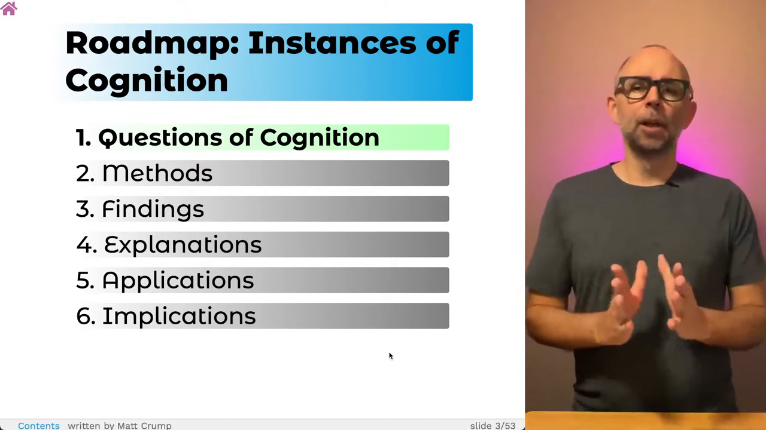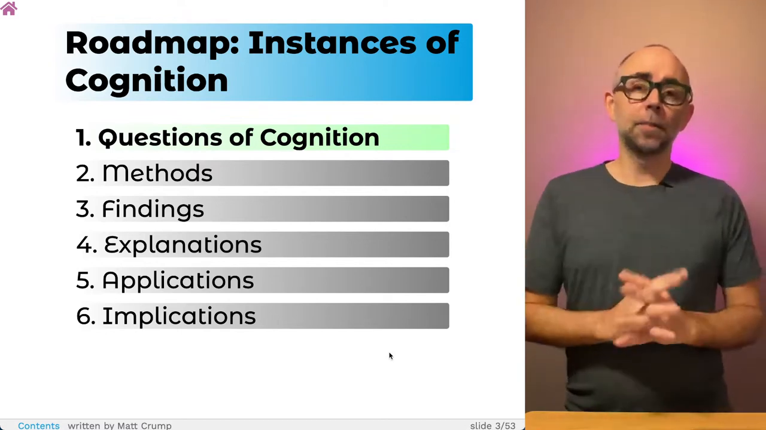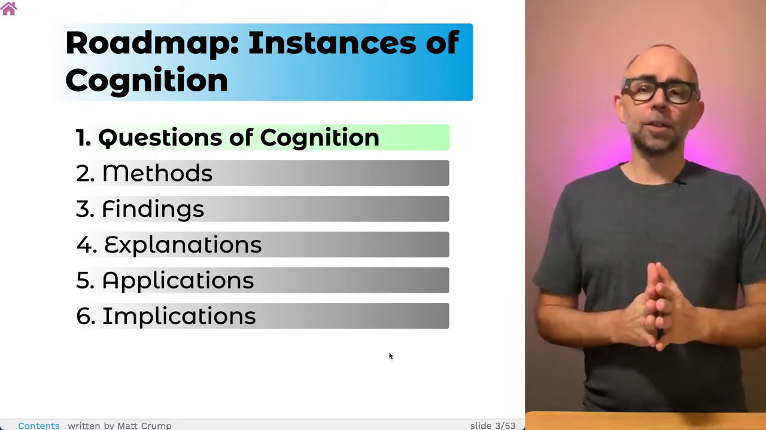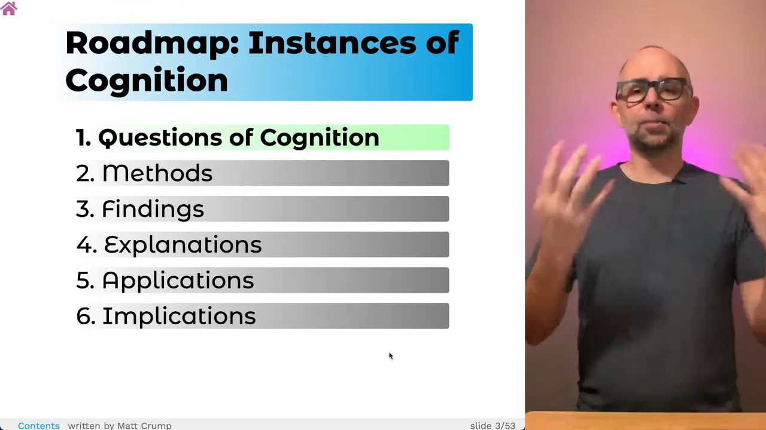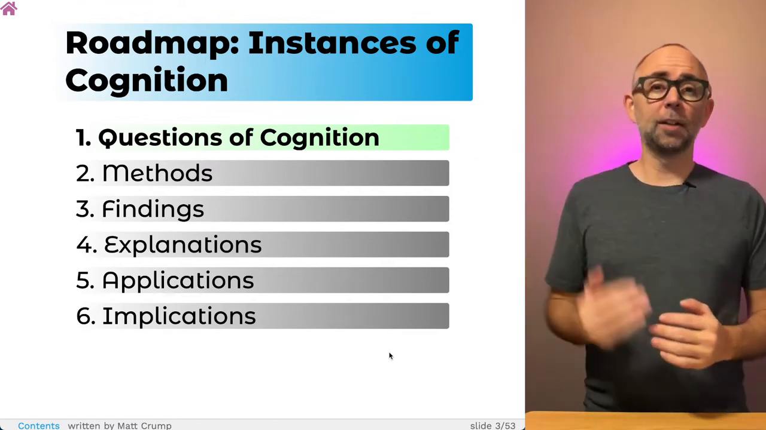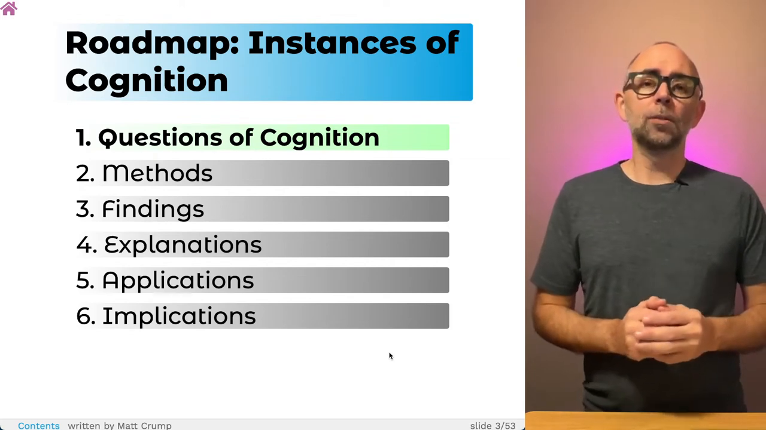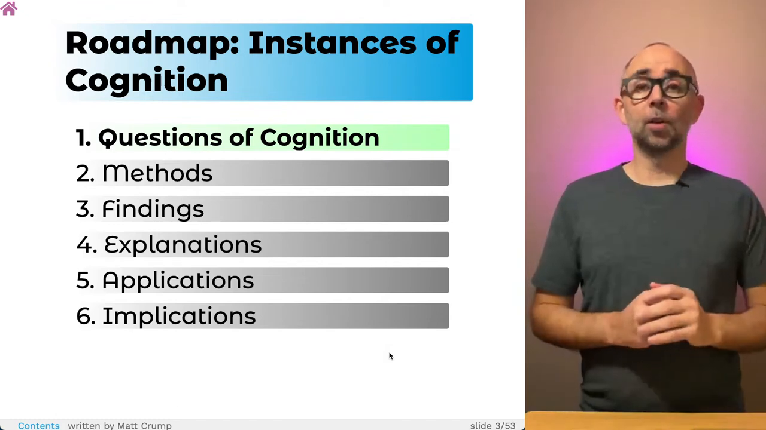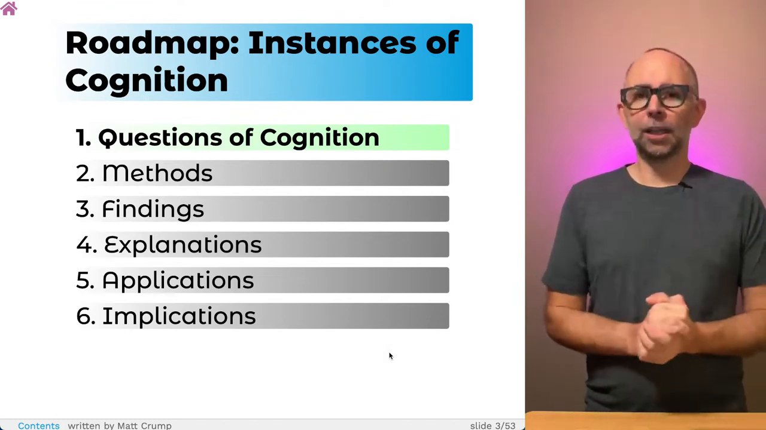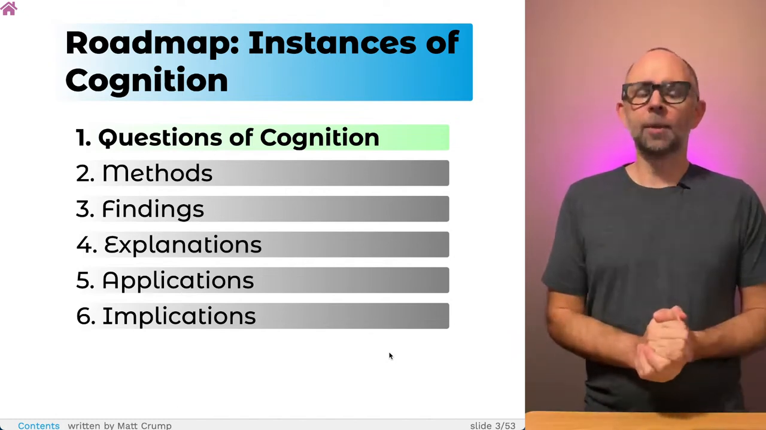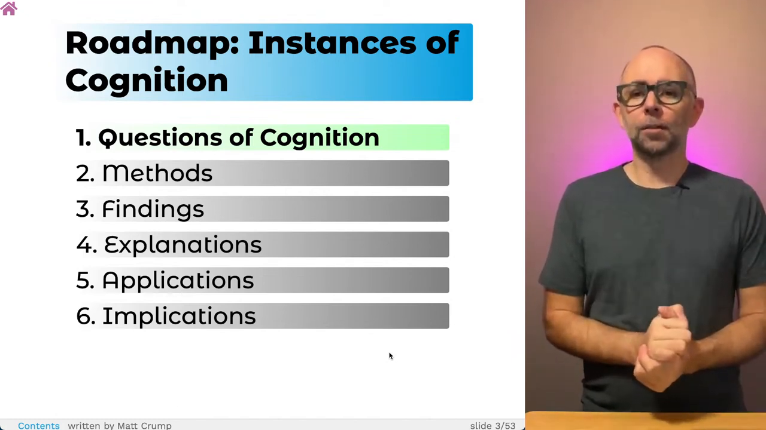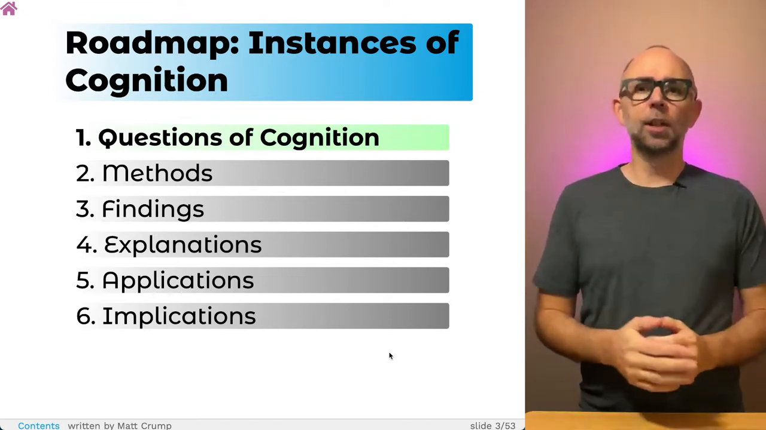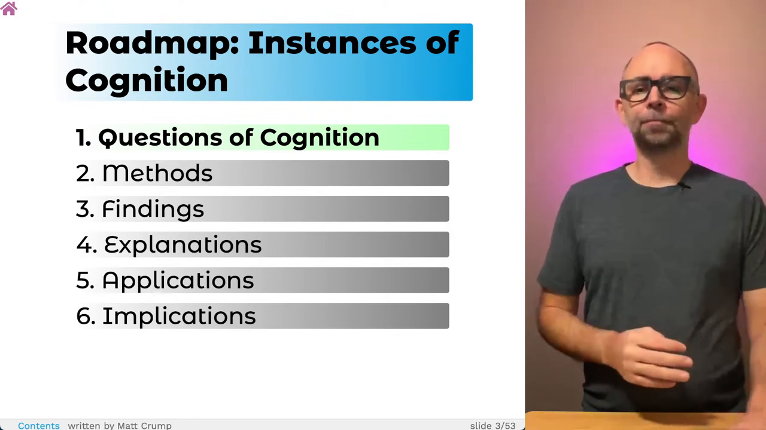So here's the roadmap. We're going to talk about questions of cognition in general, overview some of the methods that cognitive psychologists use, some findings, explanations, applications, and implications. This is a lot of territory to cover. We're going to do it in some general ways, talking about the field as a whole, and using a concrete example. So in some specific ways, we'll use a concrete example from the reading literature to show how these various aspects of cognition are addressed when you're trying to answer one specific question.